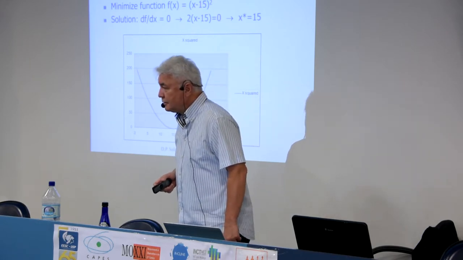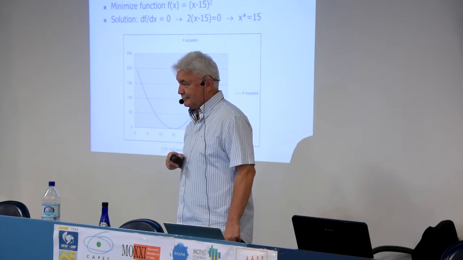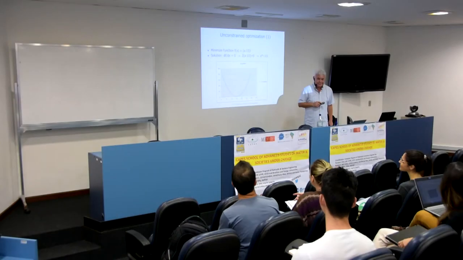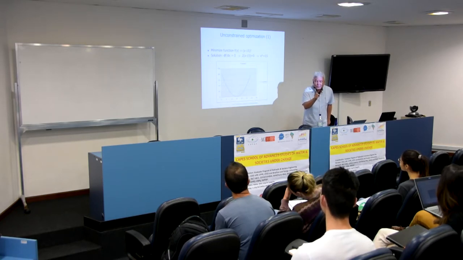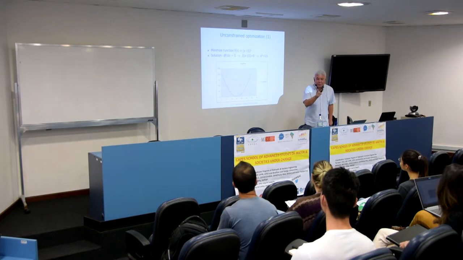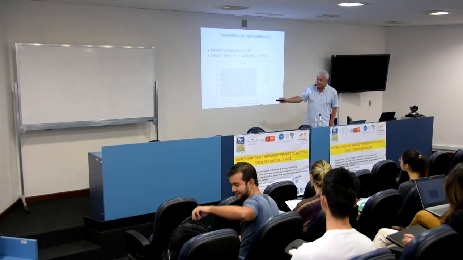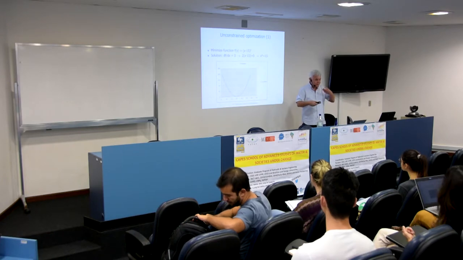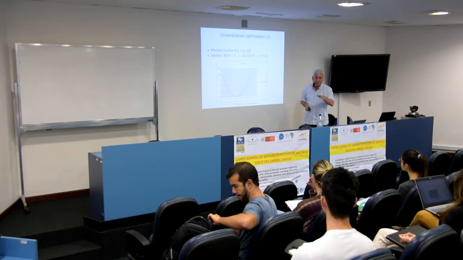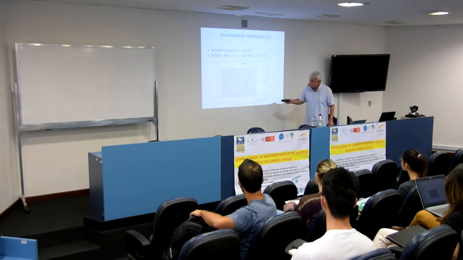Look, don't be embarrassed. Most people say the first answer is zero, but it is not the solution. Solution is 15. And value of the objective function that corresponds to this solution is zero. Okay, so let's try to use terminology. I always ask this provocative question, and typically you hear zero is the solution. But solution is 15, okay?